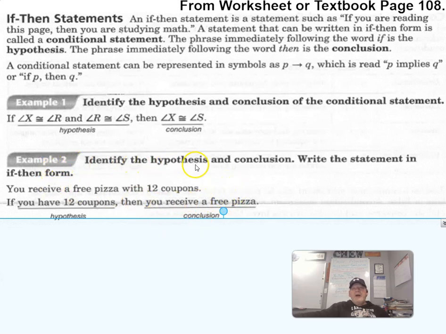Example 2: identify the hypothesis and conclusion. Write the statement in if-then form. You receive a free pizza with 12 coupons.